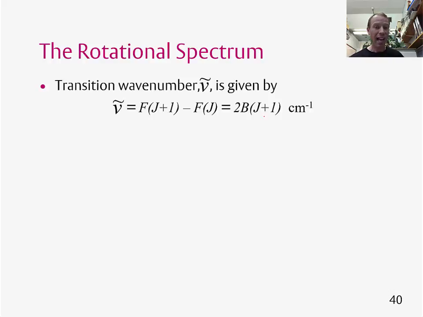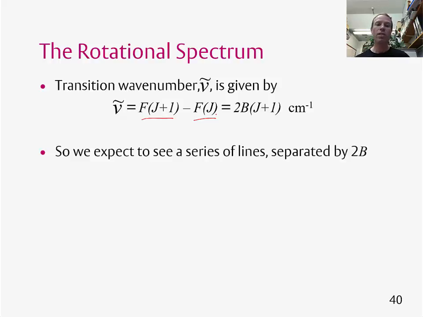We can now do the same thing algebraically. So the transition wave number, nu tilde, is given by the rotational term of the final state minus the rotational term of the initial state. And this gives us 2B(J+1), with units of centimetres to the minus 1. So from this expression, we can see that we would expect to see a series of lines separated by 2B, because that's this number here. And if we go back to the previous slide, that's what we've already expected to see.